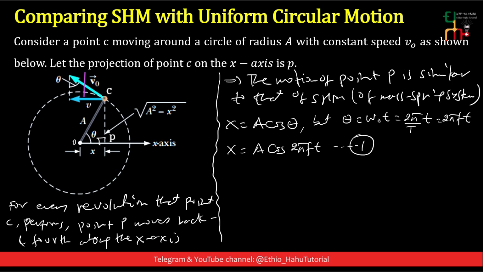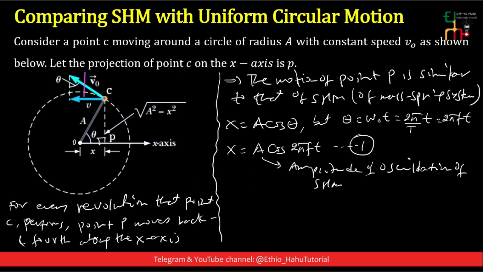The position of simple harmonic motion from the equilibrium position as a function of time is x equals A times cosine of 2 pi f t, where A is the amplitude of oscillation of simple harmonic motion.